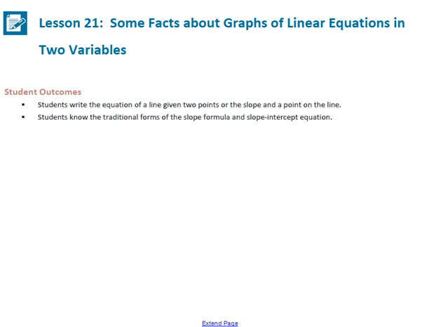This is Mrs. Zappia with Lesson 21, Some Facts About Graphs of Linear Equations in Two Variables. Student outcomes for this lesson. Students write the equation of a line given 2 points, or the slope and a point on the line. Students know the traditional forms of the slope formula and slope-intercept equation.